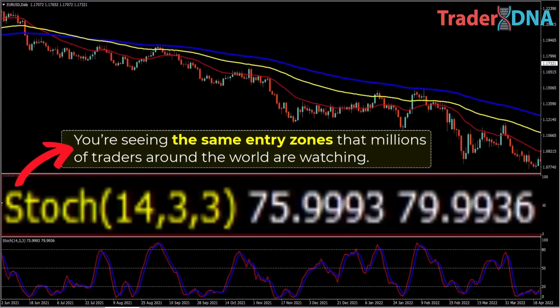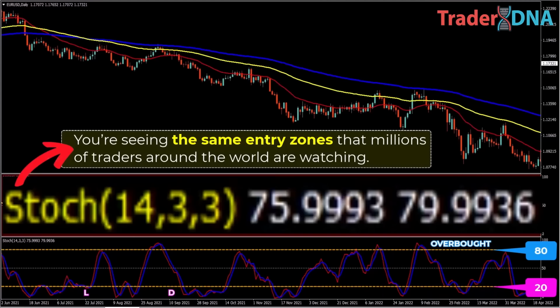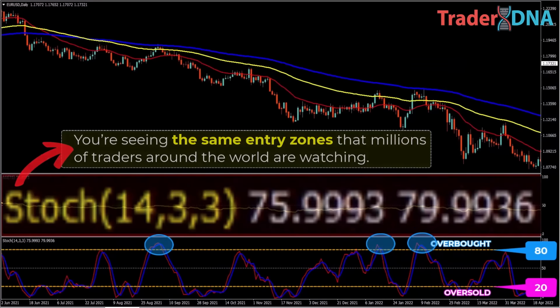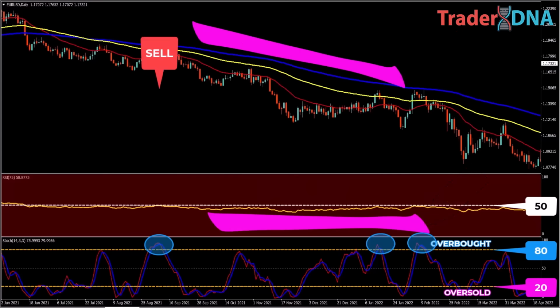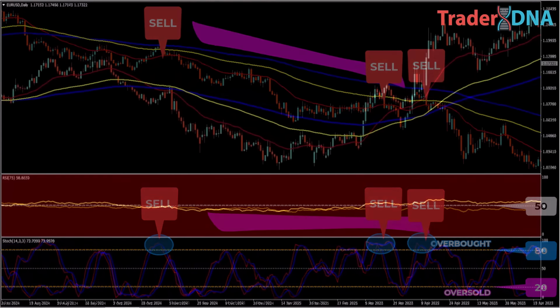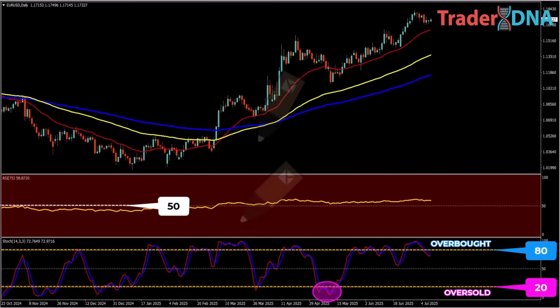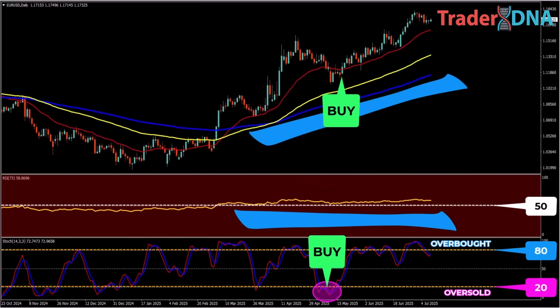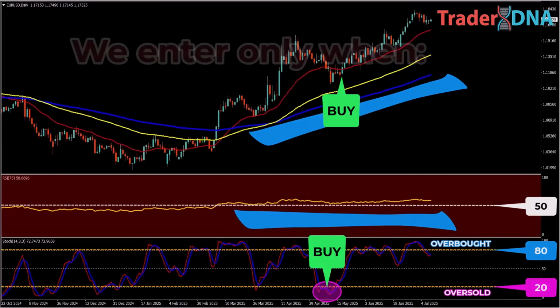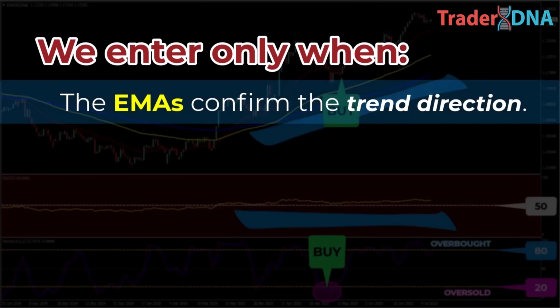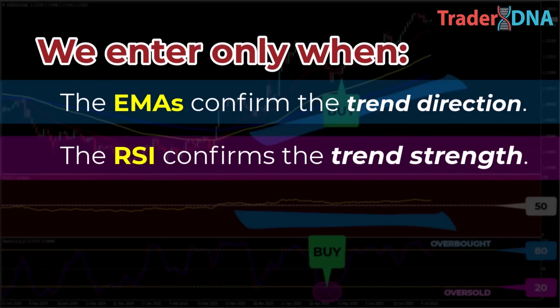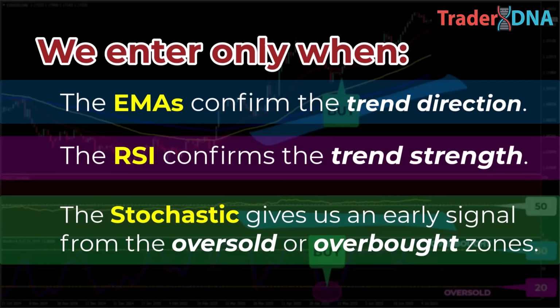Now let's break it down like a pro. We use level 80 as the overbought zone and level 20 as the oversold zone. When the stochastic lines enter the overbought zone above 80 during a bearish trend, we start watching for a sell entry. When they enter the oversold zone below 20 during a bullish trend, we watch for a buy entry. But here's the twist. We don't enter just because the stochastic touches those levels. We enter only when the EMAs confirm the trend direction, the RSI confirms the trend strength, and the stochastic gives us an early signal from the oversold or overbought zones.